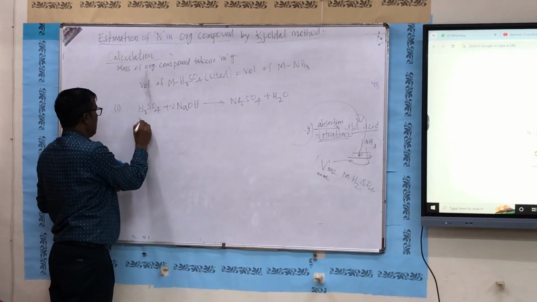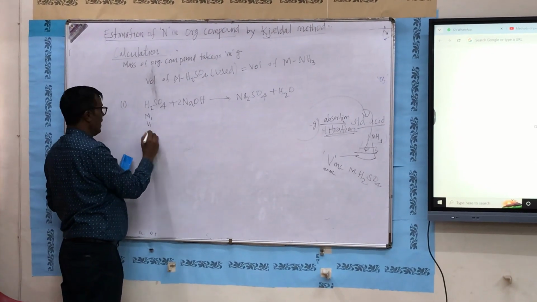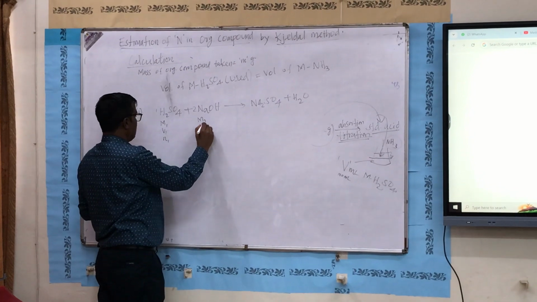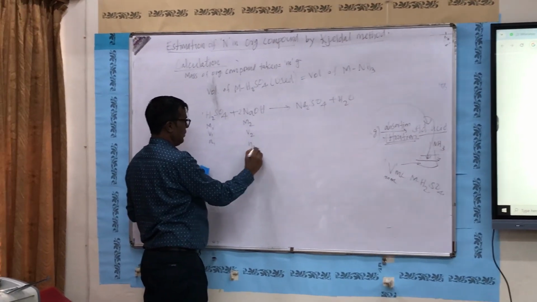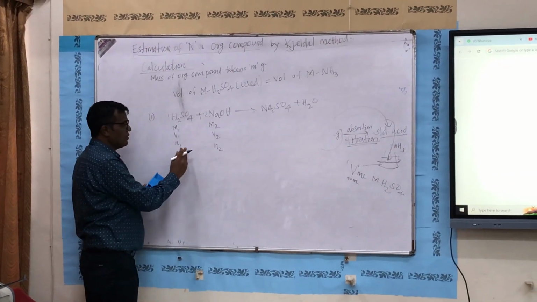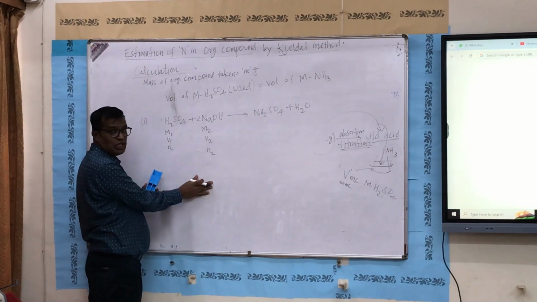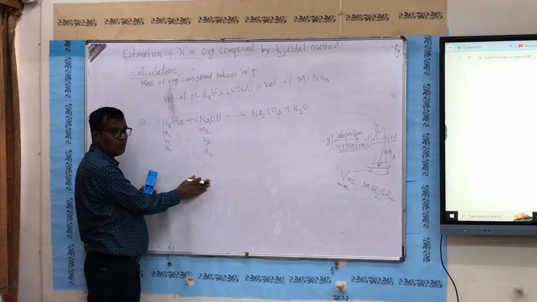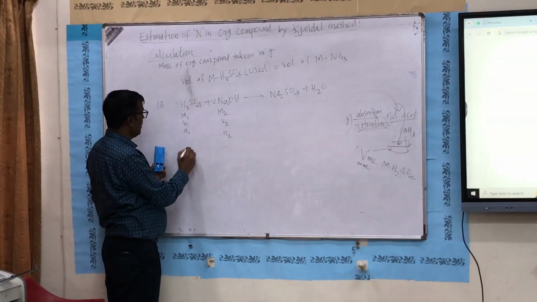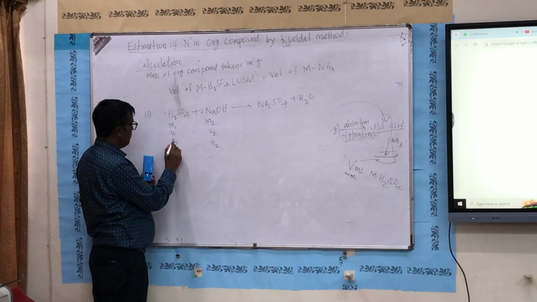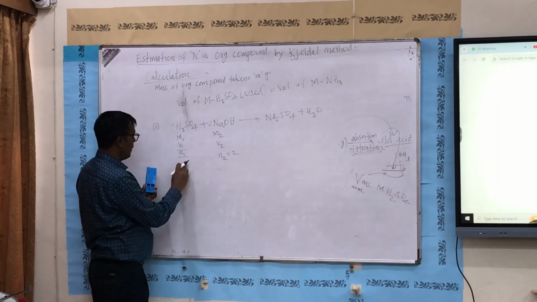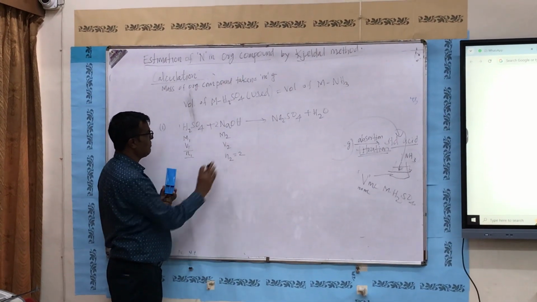Its molarity is M1, volume is V1, and number of moles is N1. And here, the same way, M2, V2, and N2. Now what can you understand from this? The calculation can be done in two ways, according to our textbook. We are going to make the molarity of both equal. From the equation, 1 mole of H2SO4 reacts with 2 moles of NaOH.